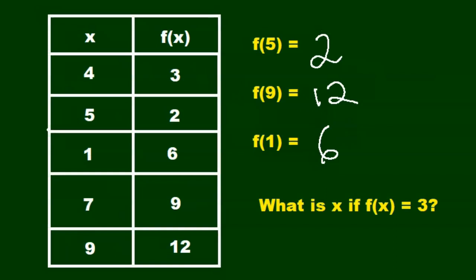And what if I were to ask the question in another form? What is x if f of x equals 3? Well, if f of x equals 3, our x equals 4. From here, when f of x is 3, your x is 4.